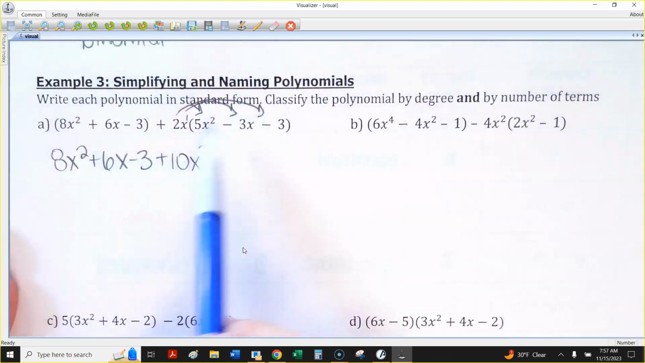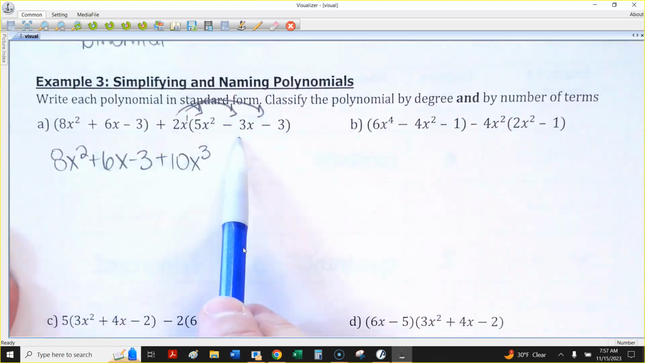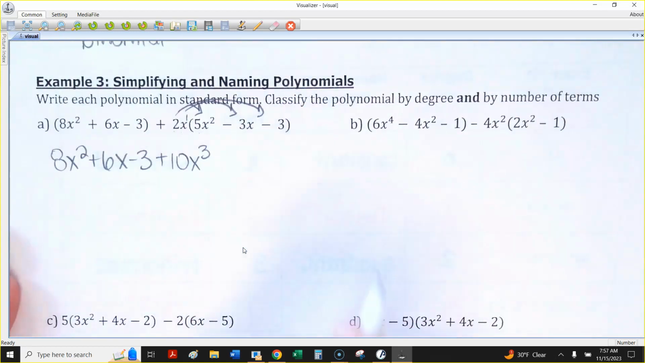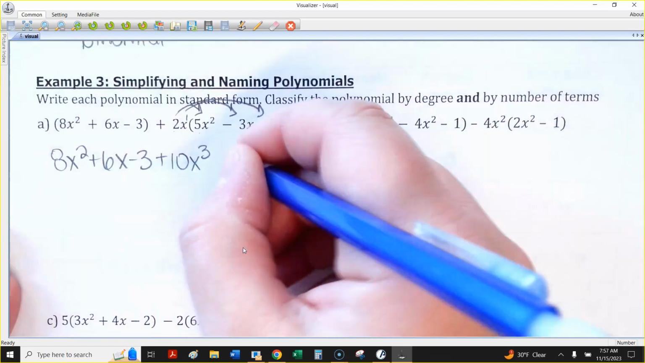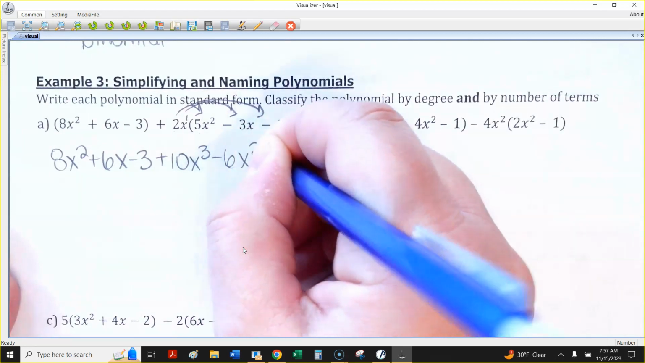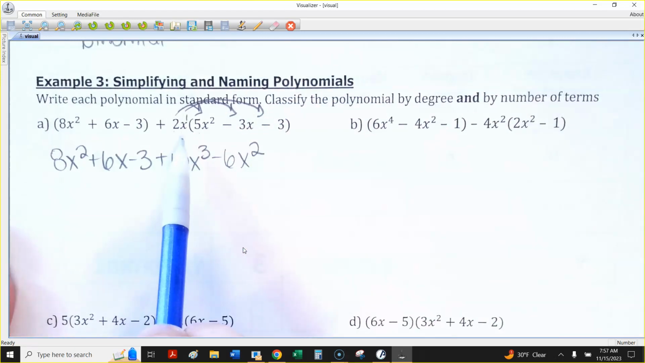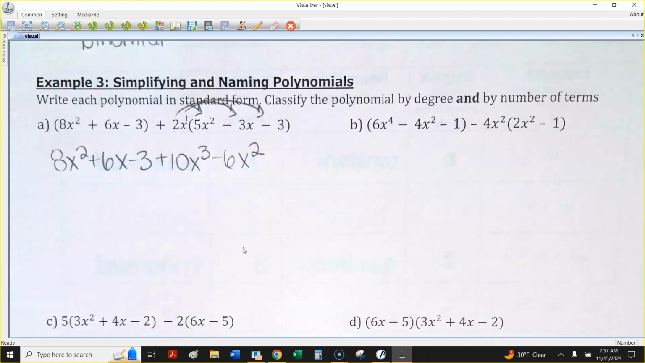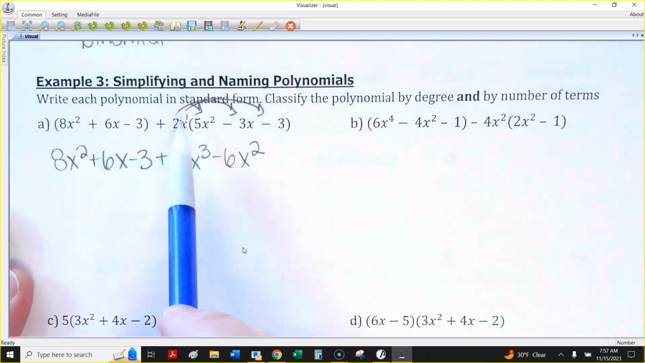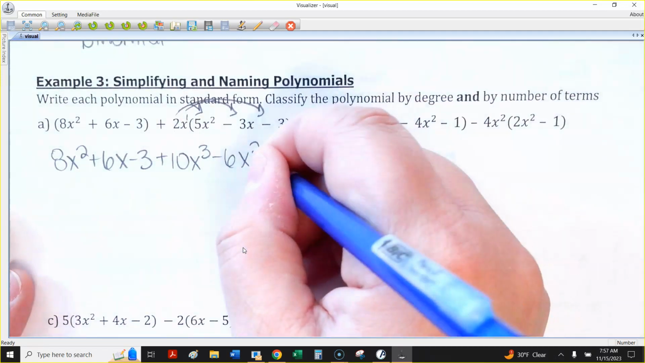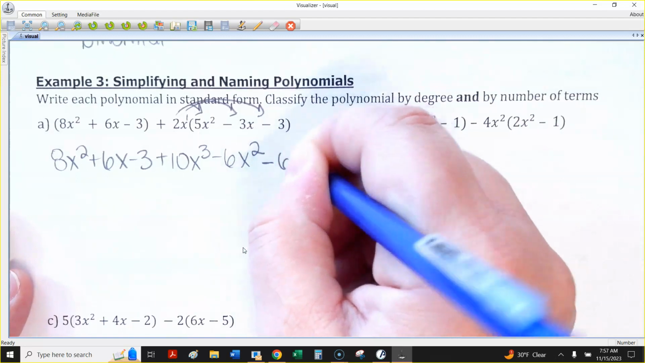What am I going to get if I do 2x times negative 3x? What do you think? Yes, ma'am. Negative 6x squared. You can always multiply. You can only add or subtract if you have like terms, but you can always multiply terms together no matter what. And then if I do the 2x times the negative 3, that would end up just being negative 6x.